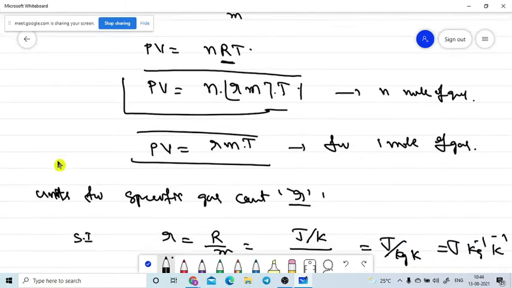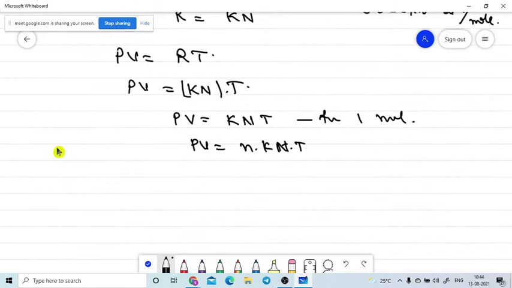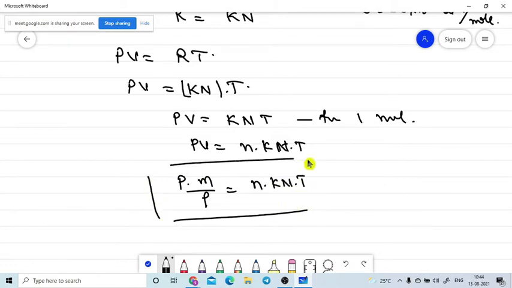Let me go to here. Boltzmann constant, where is it? Yes, here is the Boltzmann constant. Instead of E, what can we write? Mass by density. Yes, PV is equal to mass by density into N into K into capital N into T. This is the formula for this one.